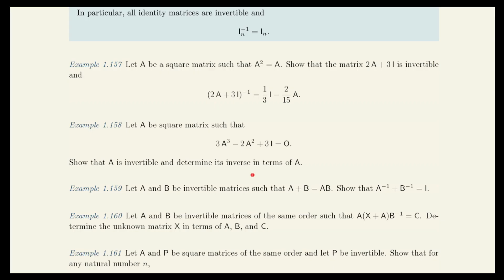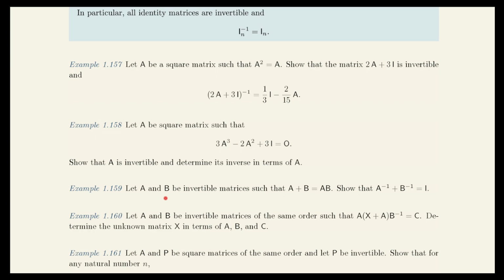Let us solve another problem. Let A and B be invertible. So this problem guarantees invertibility of both of them. But A and B are such that A plus B equals A times B. We want to show that the inverse of A plus the inverse of B is the identity matrix. Okay, so is the problem clear?